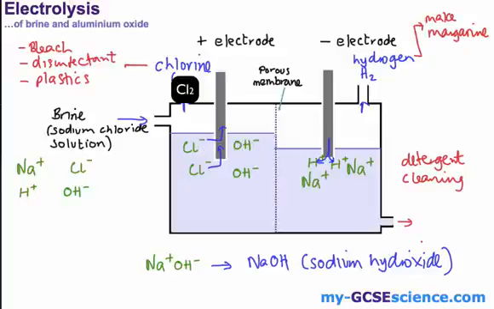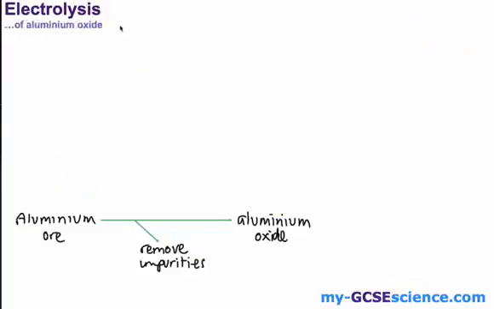The last thing I want to look at is the electrolysis of aluminium oxide. Aluminium oxide is used to produce the metal aluminium, and it's a very useful metal because it's very strong and it's very light, so it can have a whole range of different uses. And the stages of the production go as follows.